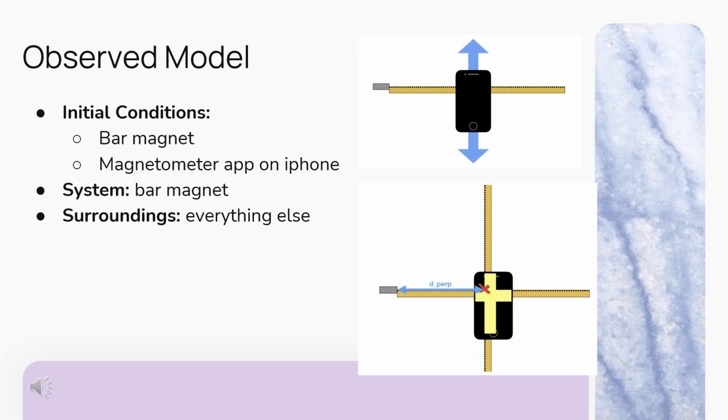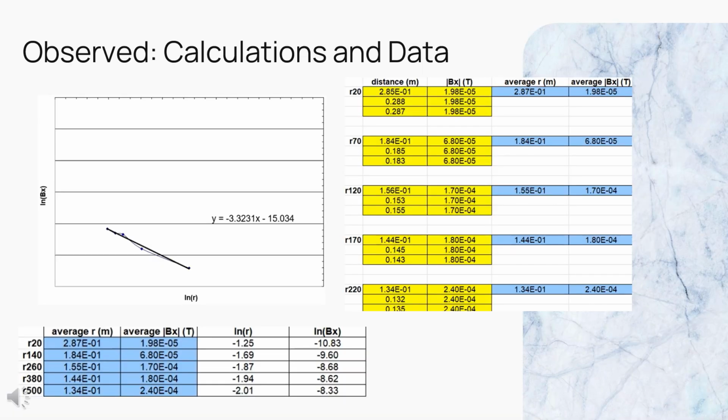For the observed, or experimental, model, these are some diagrams that show you what it looked like. The initial conditions were the bar magnet and the magnetometer app on the iPhone, and the system is the bar magnet, and the surroundings are everything else. Here are the calculations and data for the observed model, and all of these were just plugged into the given Excel sheet from the app.